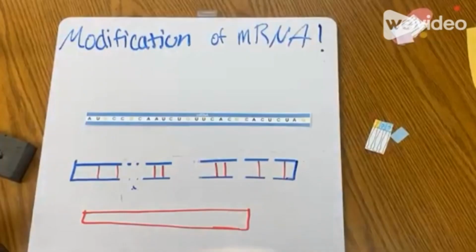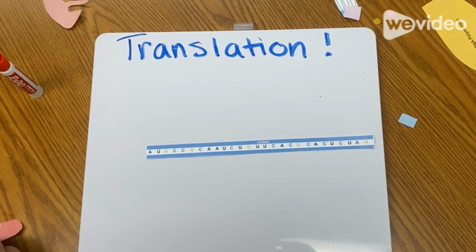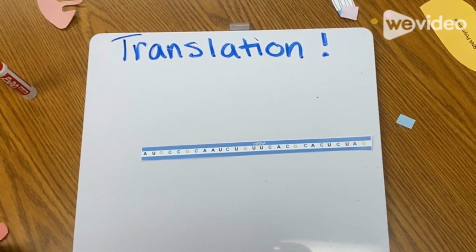Additionally, a 5' cap can be added on the 5' end of the mRNA sequence, and/or a poly A tail can be added at the 3' end of the sequence. Once the mRNA is spliced, it will leave and enter the ribosome to start translation.